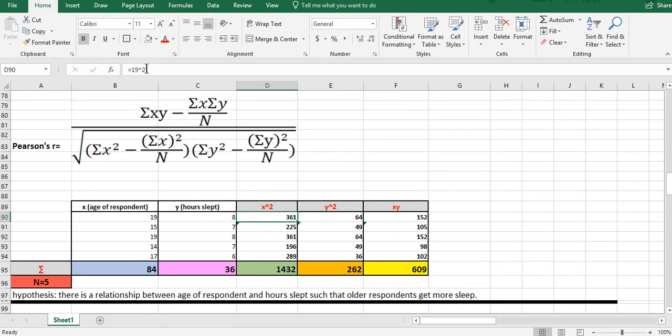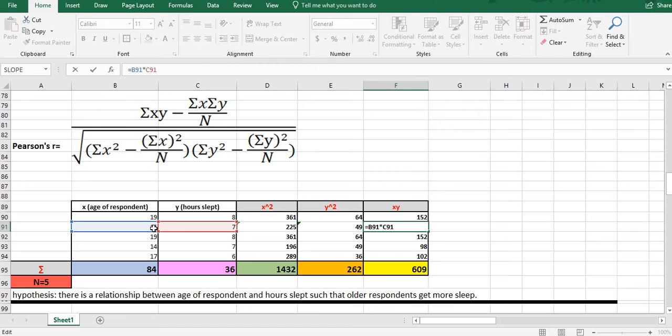You could do it manually like I did here, where I just went ahead and plugged in this value and then squared it, 19 squared. Or do it like I did here, where I selected the cell and then squared it. And then do that for y as well. And then when you come to xy, again, you could do it manually, or you could do it using the cells that you want to multiply.